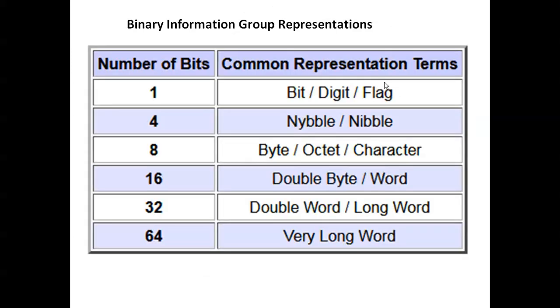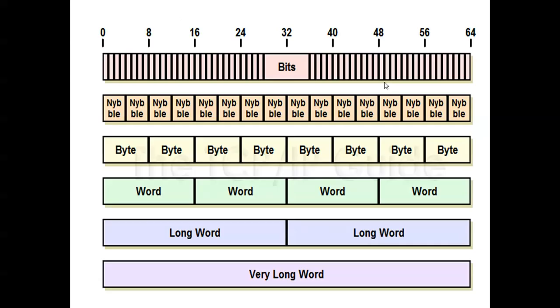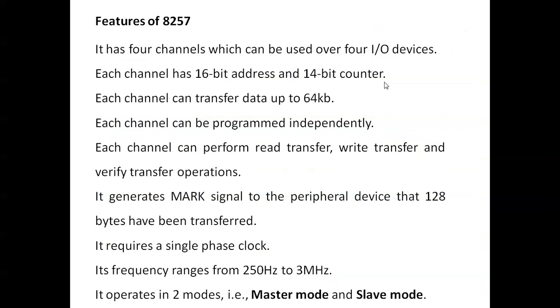Now the number of bits, a common representation here. One is a bit, then 4 bits like 0 1 0 1 we call a nibble, 8 bits a byte, 16 bits a double byte. So these are the basic information for binary sequences.